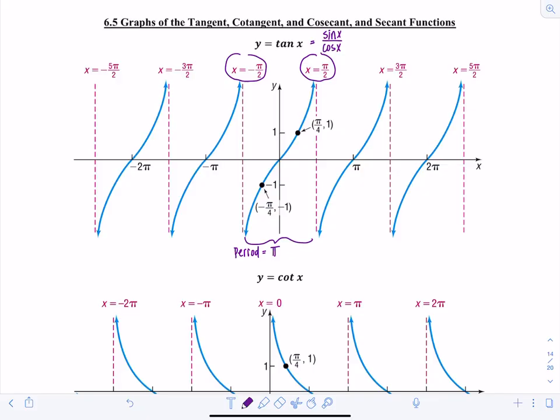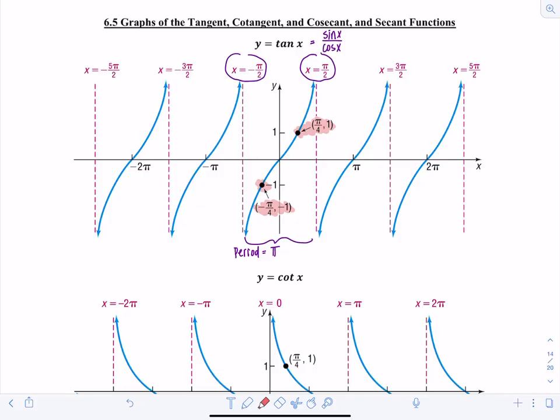Okay, and then the other two key points to plot are at pi over 4 comma 1, which you can see right here, and at negative pi over 4, negative 1. So when you're graphing tangent, you again will include 5 key points on your graph.